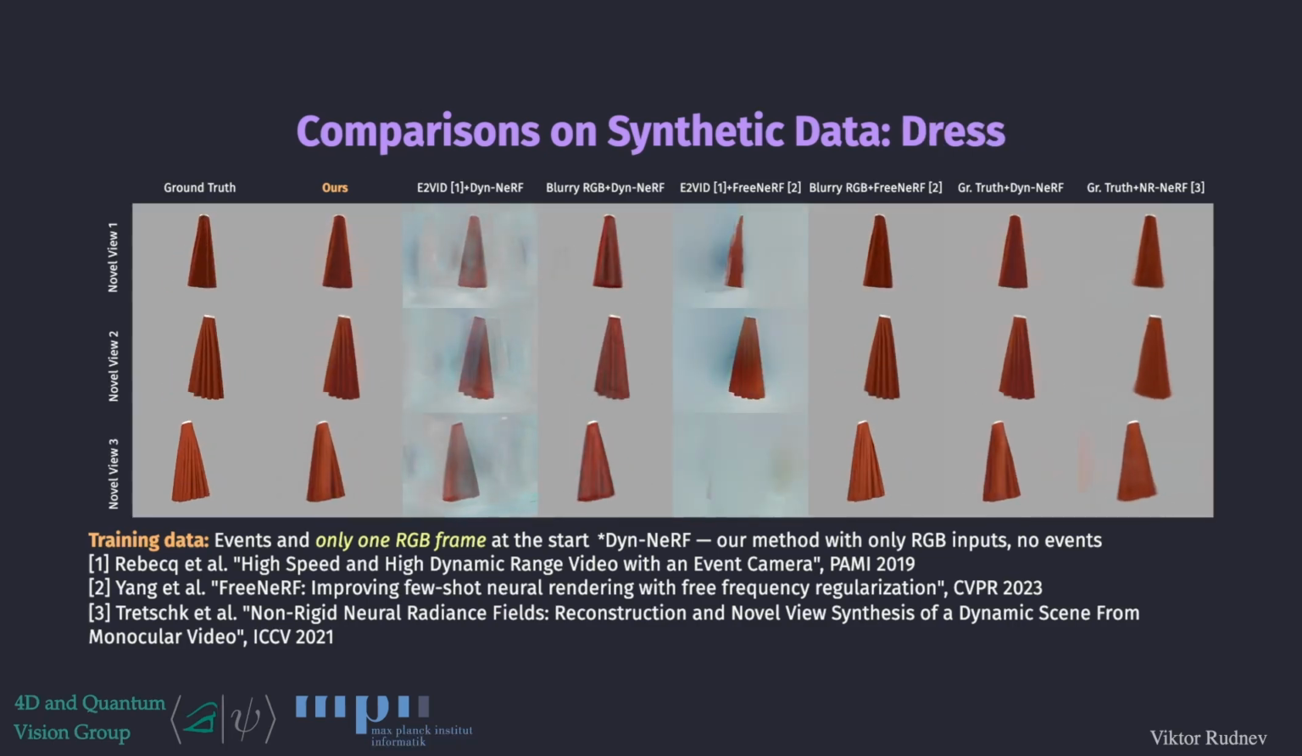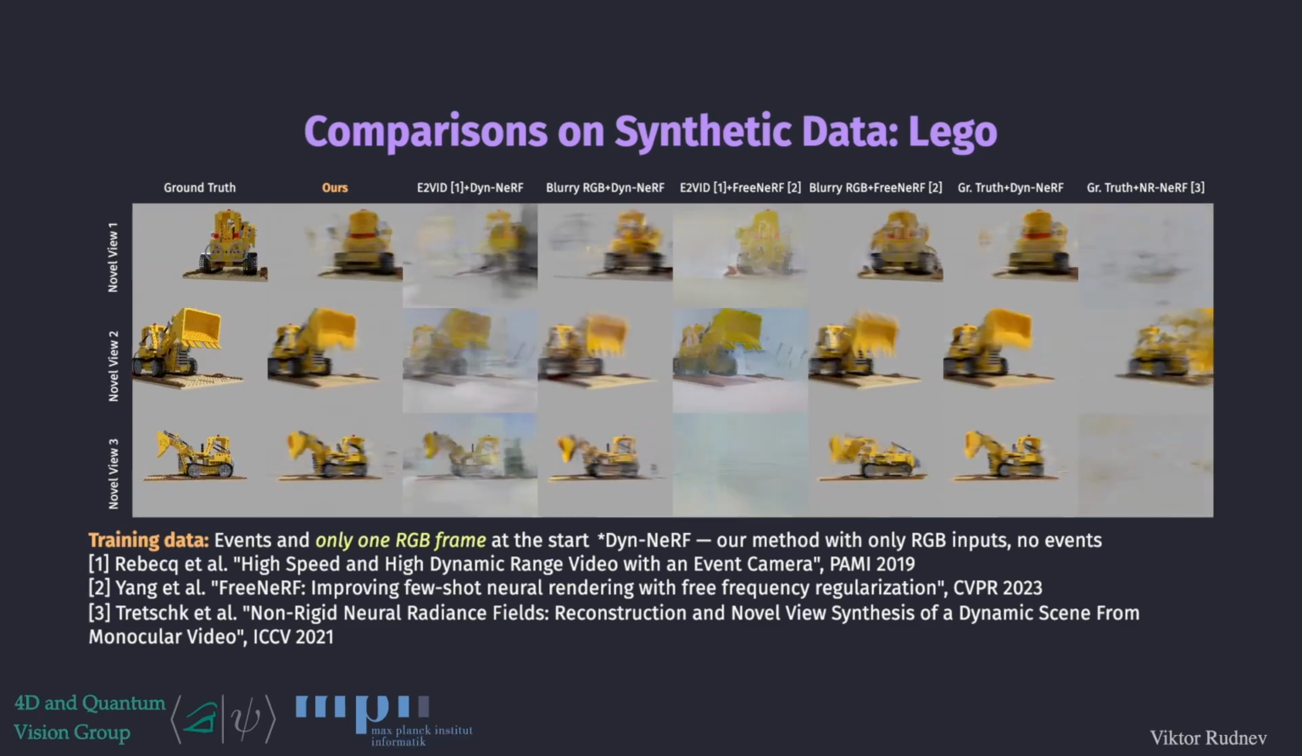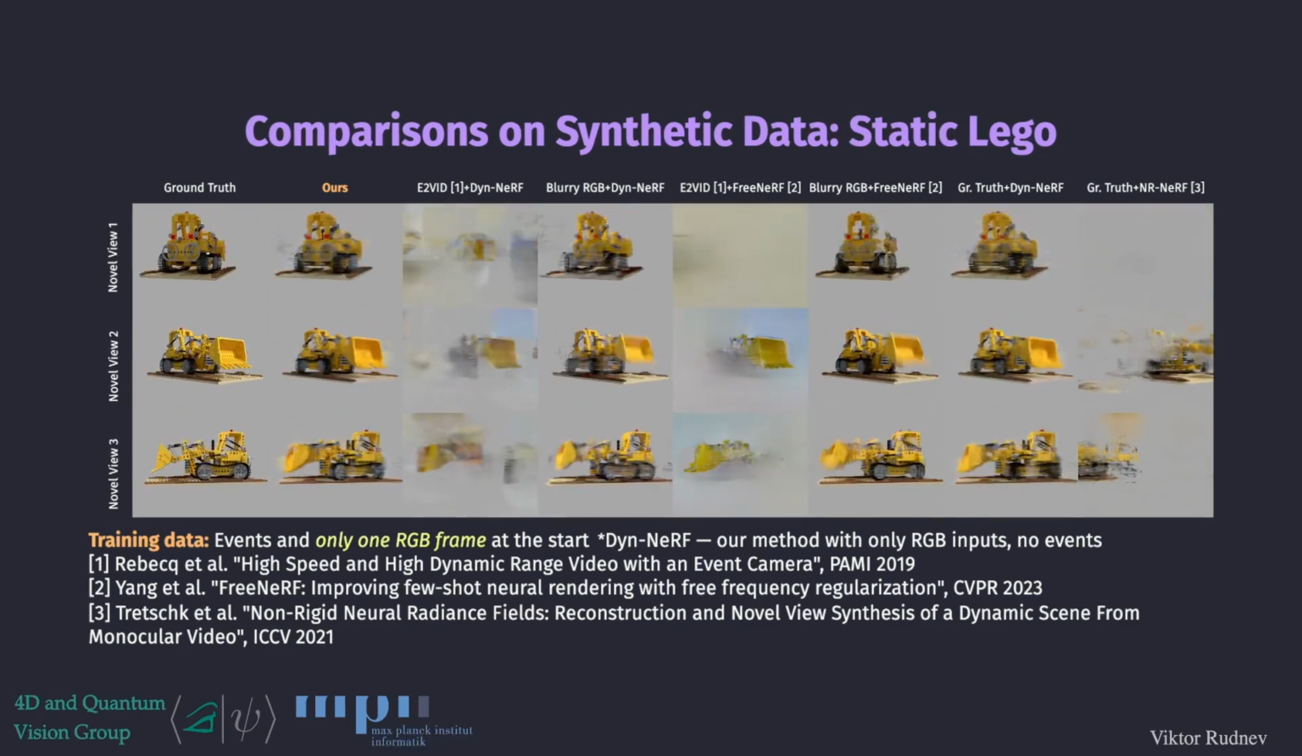These observations are consistent across scenes such as dress, spheres, Lego, and static Lego. In the latter, we can see that E2VIT methods don't recover the static parts of the caterpillar, as it produces no events. As our method uses both events and RGB, it recovers the full scene just fine.